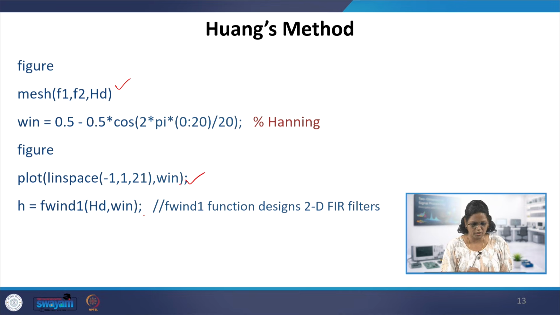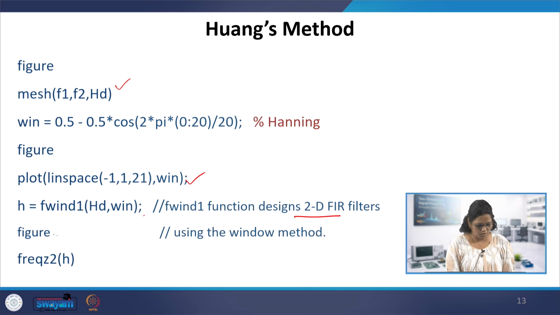The second one is just plotting the Hanning window, and then we use this window and HD, the desired response and the window function. If you give those, fwind1 is a built-in function of MATLAB to design 2D FIR filters using the window method. So H gives the coefficients, considering HD, the desired response, and the window function. If you plot this H, you can get the impulse response, or plot the frequency response of it with the freqz2 command, which is real here. If you have complex values, it would result in magnitude and phase. We can take the magnitude and phase separately also.